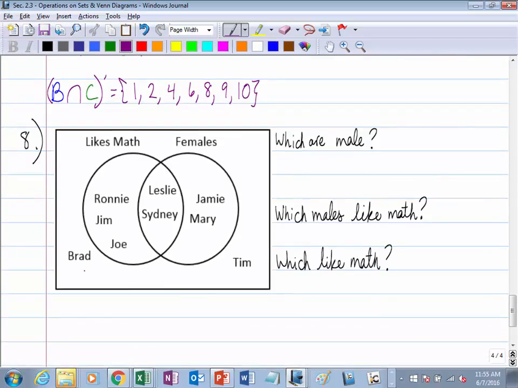So this circle represents people that like math. This circle represents females. So the males would basically be anyone who's not female. So we have Joe, Jim, Ronnie, Brad, and Tim are all the males in this thing.